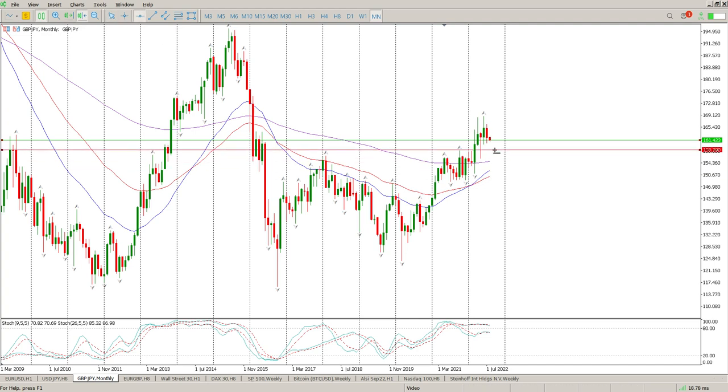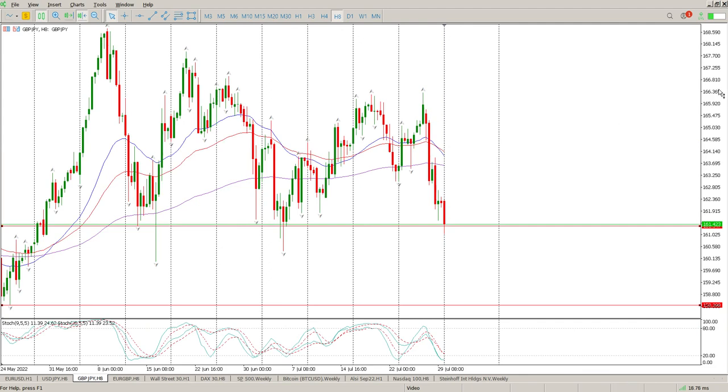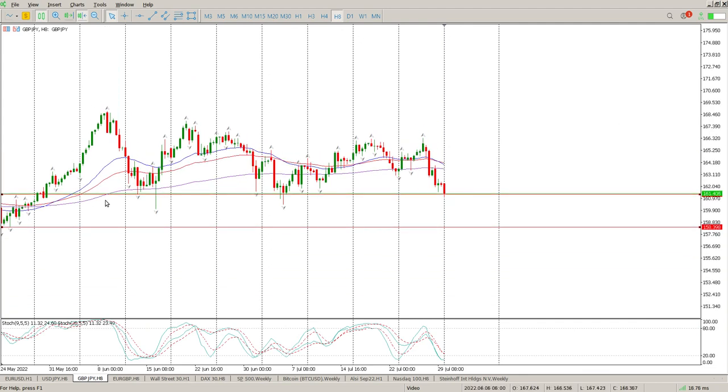So the one level that I do think we need to pay attention to on the monthly is this 158.398. So have a look at that. So there's your area on the 8 hour. That is 161.347. We've got a crossover. We're below the oscillators here.